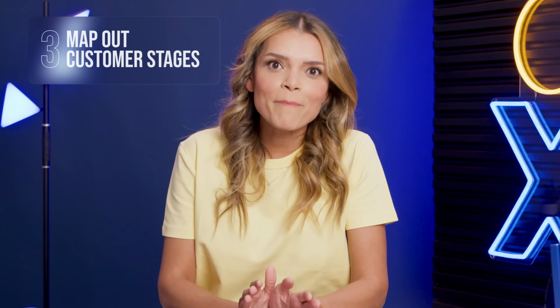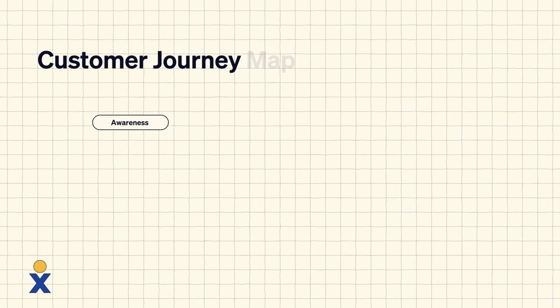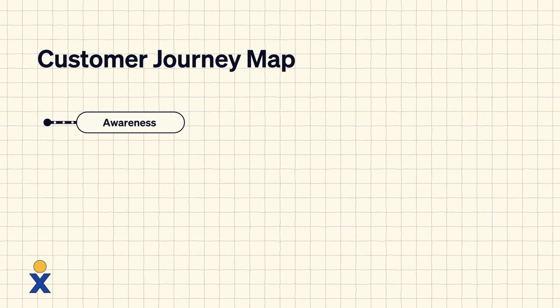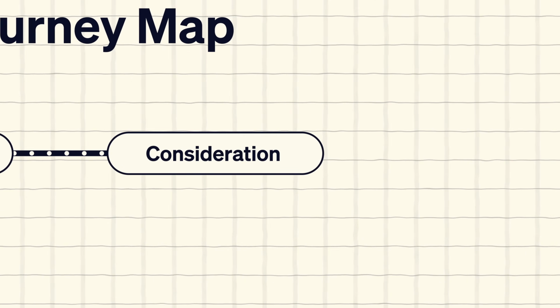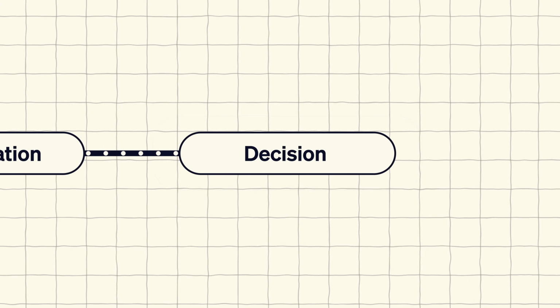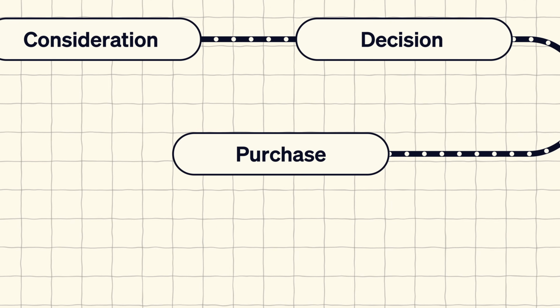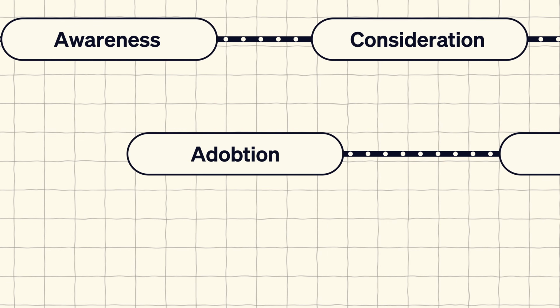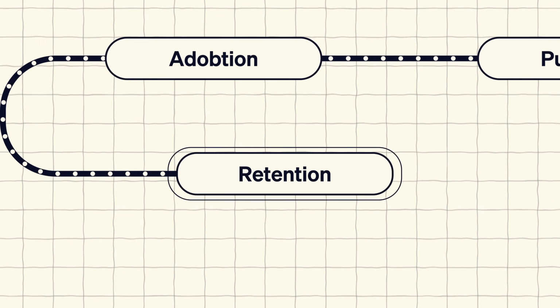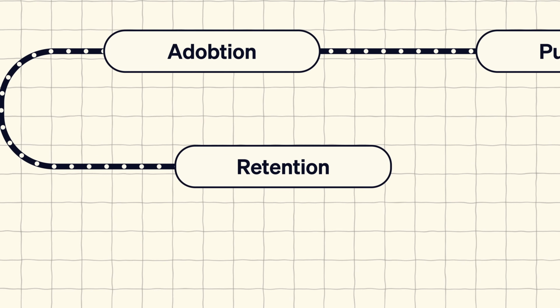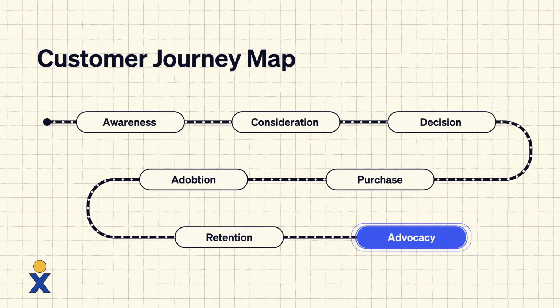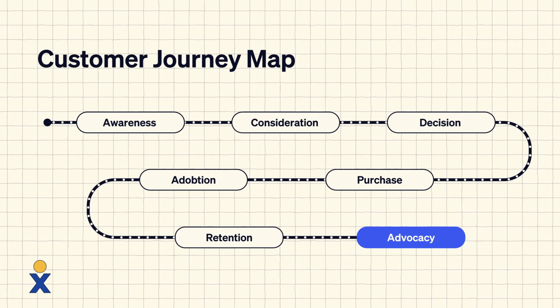Step 3. Map out customer stages. The main stages most customers go through are awareness. This is where they discover a brand. Consideration, when they compare your brand to others. Decision, they've made a decision to purchase. Purchase, they complete the transaction. Adoption, they use the business's product. Retention, this can include customer support and their experience with the brand while using the product. And advocacy, they're a loyal fan and they're telling others about your brand. Describe what customers think, feel, and do at each of these stages.